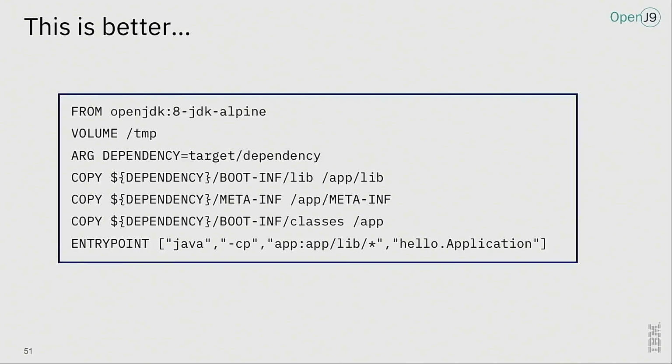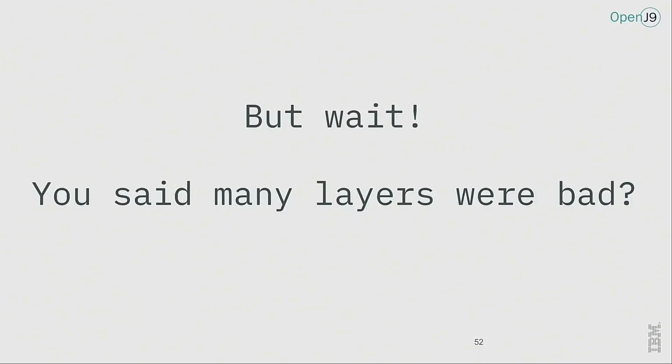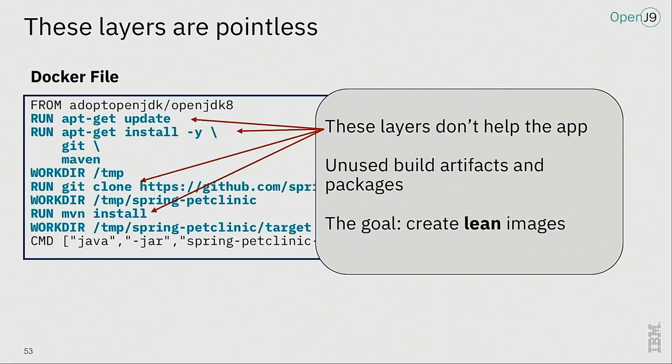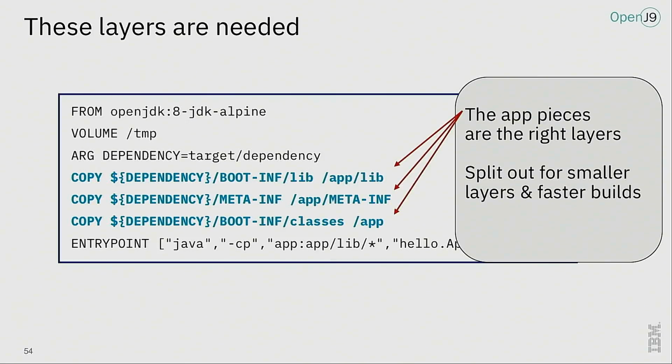So I'll explain why in a sec, because wait, didn't you just tell me lots of layers were bad, right? I mean, if we go back, I'm doing all this stuff, it's populating it, there's so many layers, size, it's terrible. Well, these layers, I forgot I had this slide here, so I didn't go back for no reason, but these layers are not helping the app at runtime, right? I've installed a bunch of tools that my app doesn't use at runtime. I've cloned the source, which my app doesn't use at runtime. There's a whole bunch of stuff in the image I don't need. We want to create a lean image, and we want to do that, if we can, in a way that's pretty smart, so we can have better builds.